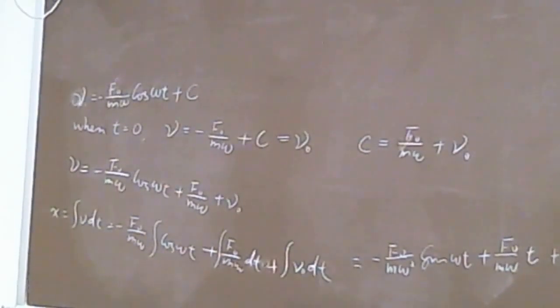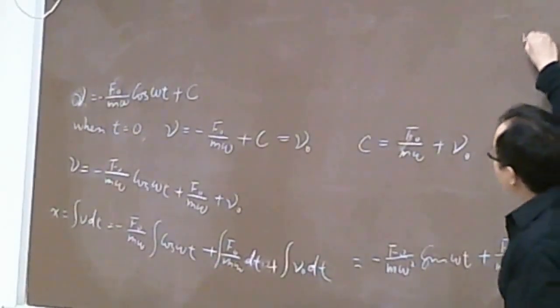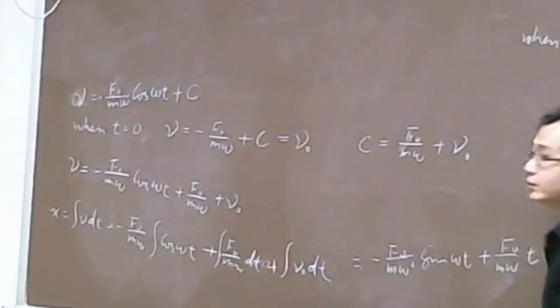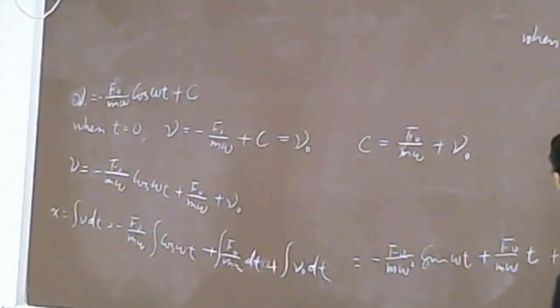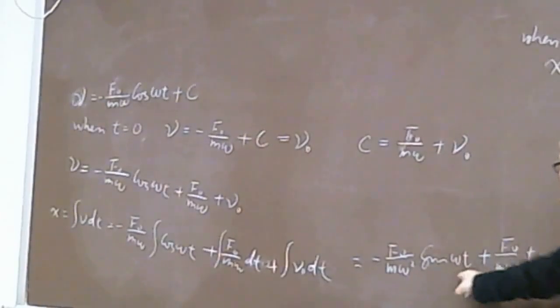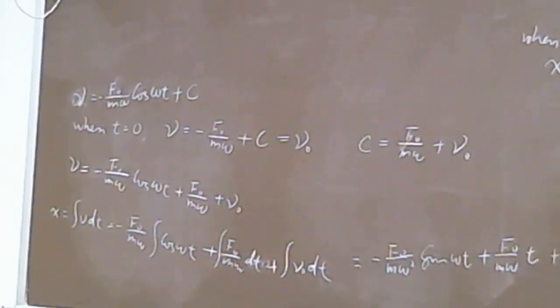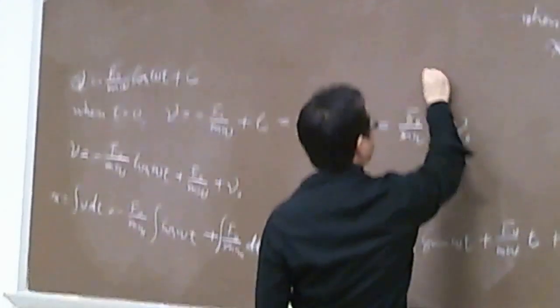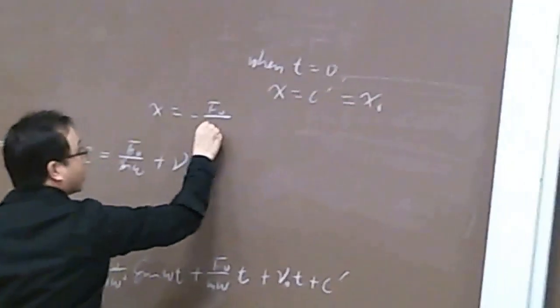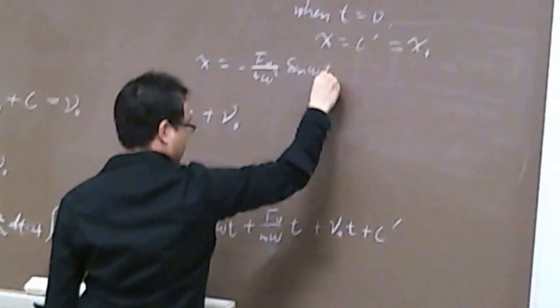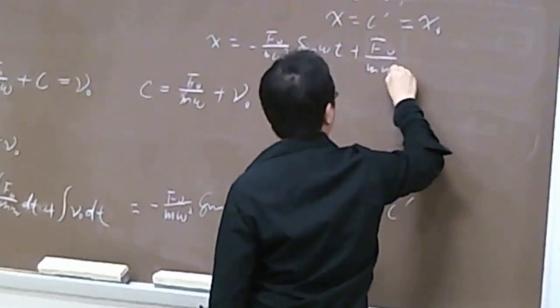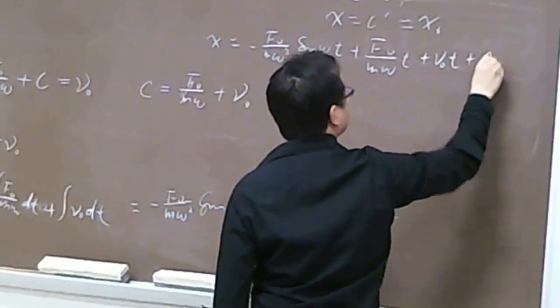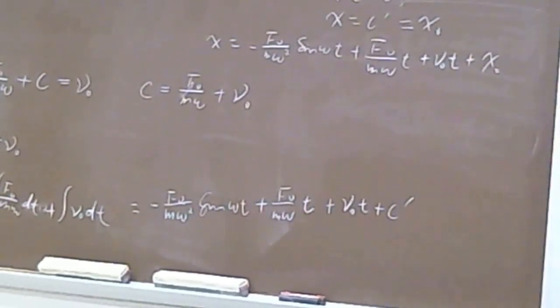To determine c prime is very simple. When t equals 0, let's look at this equation: x equals c prime, right? All these terms vanish when t equals 0. But this should give you the initial position. So c prime is actually the initial position. So if you combine this, x equals negative F naught over m omega squared sine omega t plus F naught over m omega t plus v naught t plus x naught. Okay, so that's the right answer.